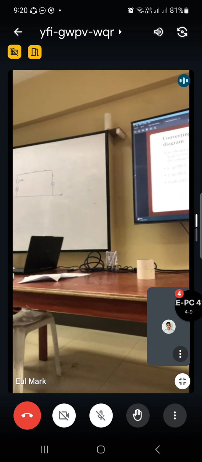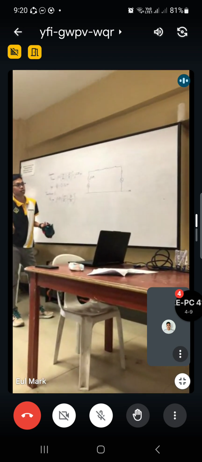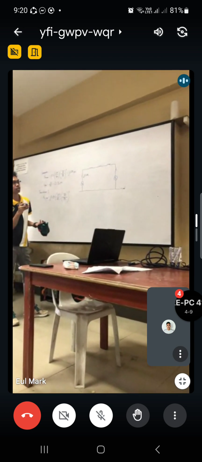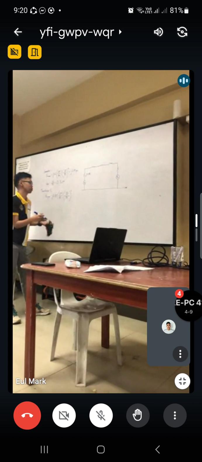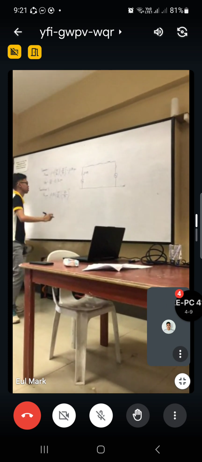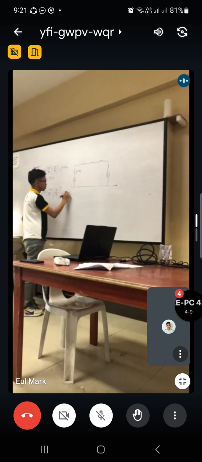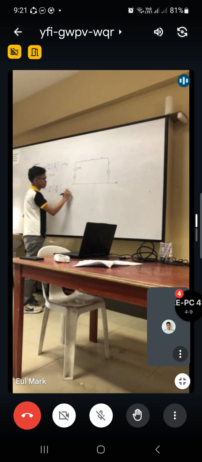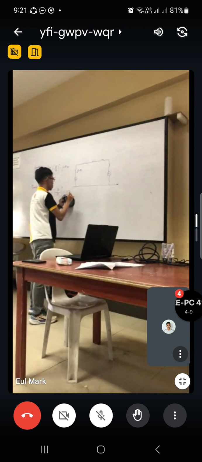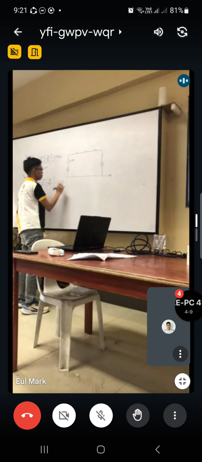The secondary side is 220, and what is it connected to? Zone 2. So 20 over 20, so that's still 1. This is equal to j0.36, 0.38, 0.375. Let's say 0.375.